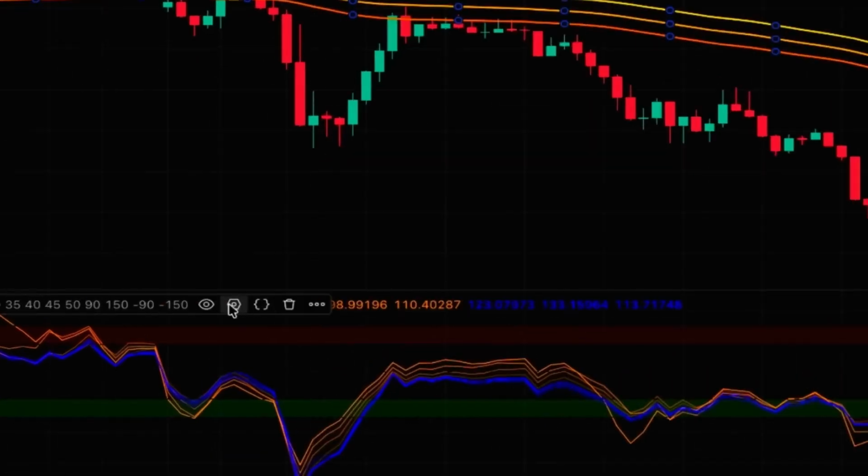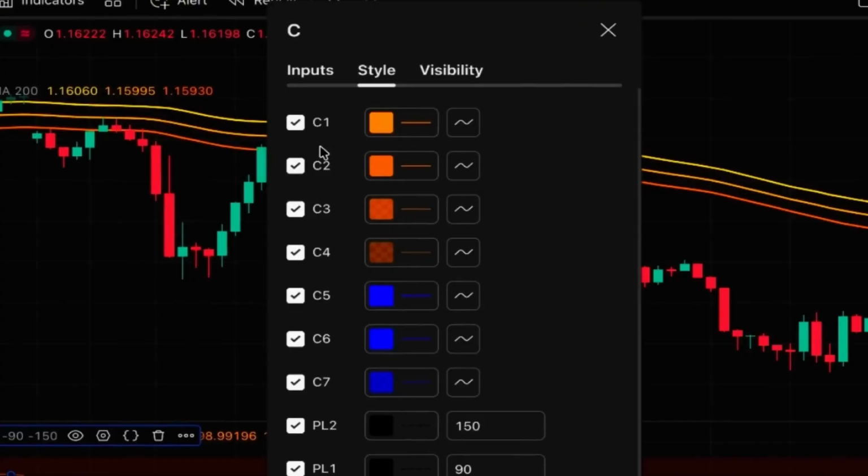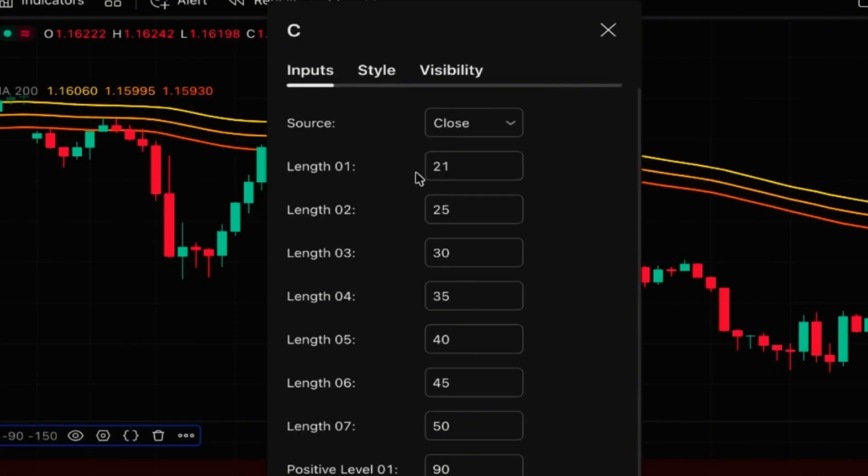So here we go to the settings of the indicator. And here in the Style tab, we remove the extra CCIs because we don't need them. And then we go to the Inputs tab. And here for the first CCI, we set the length at 11. And for the second CCI, we set the length at 200.